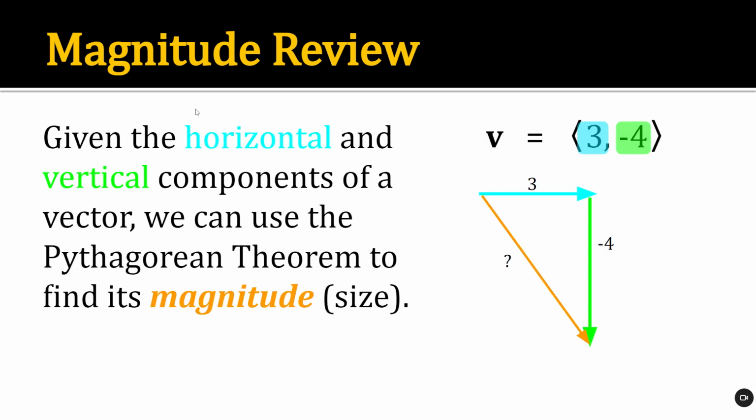Let's also review finding magnitude. If we're given the horizontal and vertical components of a vector, we can use the Pythagorean theorem to find its magnitude, or its size. So if we don't know the magnitude of this orange vector, we could analyze its horizontal component and vertical component and realize that we're basically just dealing with a right triangle. And we can use the Pythagorean theorem to find the magnitude, or the hypotenuse of the right triangle.